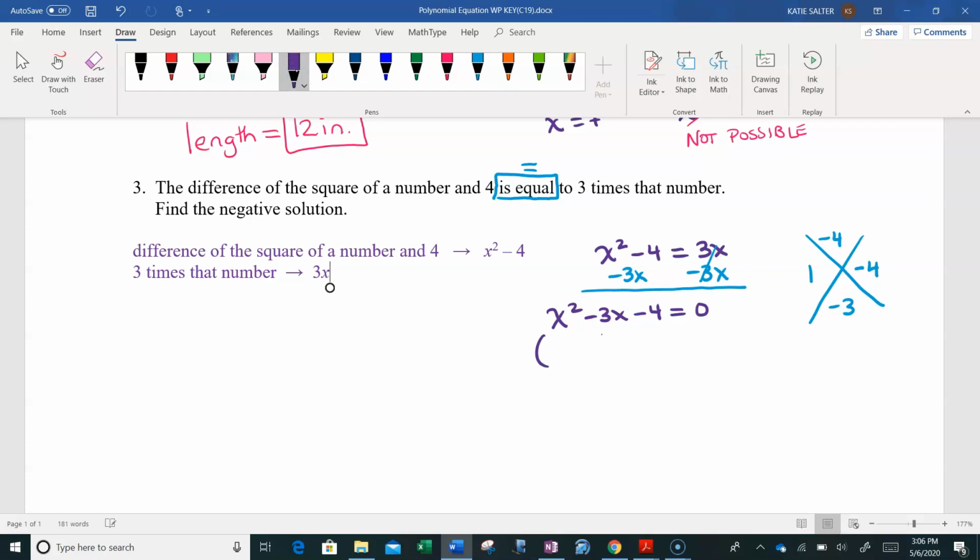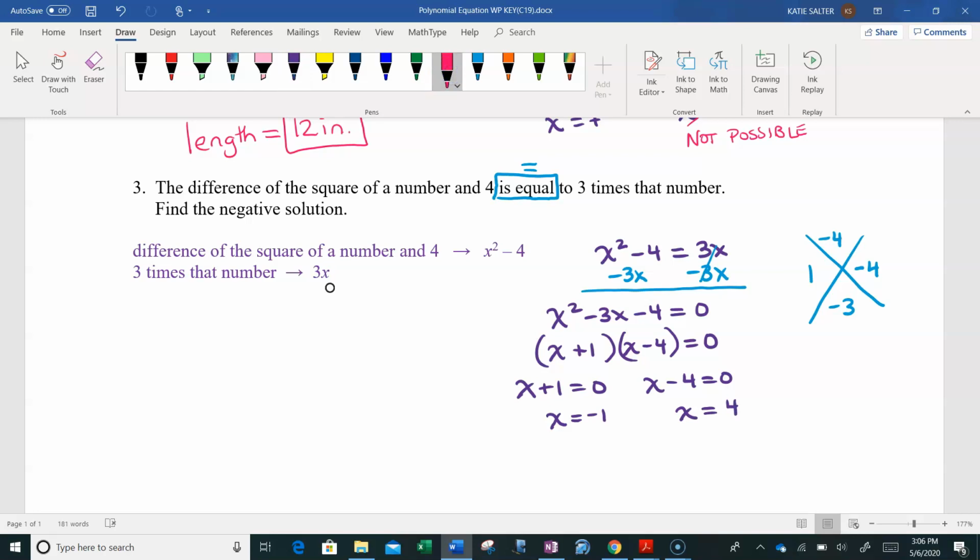So we now factor completely by creating our two sets of parentheses. We're going to stick an x in front of each one since this was just 1x squared in the front. We're going to pop our factors in, plus 1 and minus 4. The next step is we're going to set each factor equal to 0. So we have x plus 1 equals 0, x minus 4 equals 0, and then we're going to solve. For the first one, we'll subtract 1 from each side. We get x is equal to negative 1. For the second one, we'll add 4 to each side, and we get x is equal to positive 4.